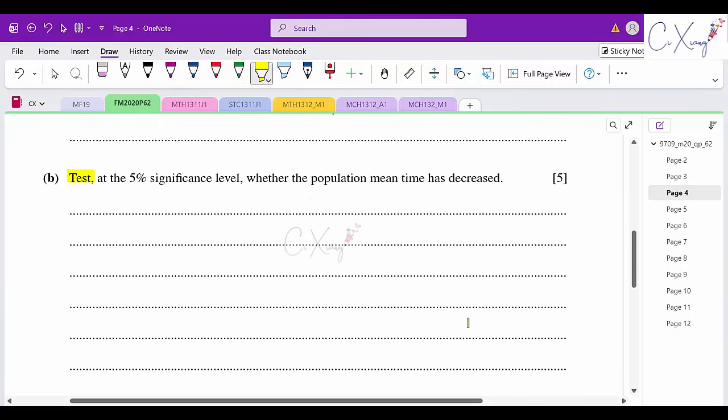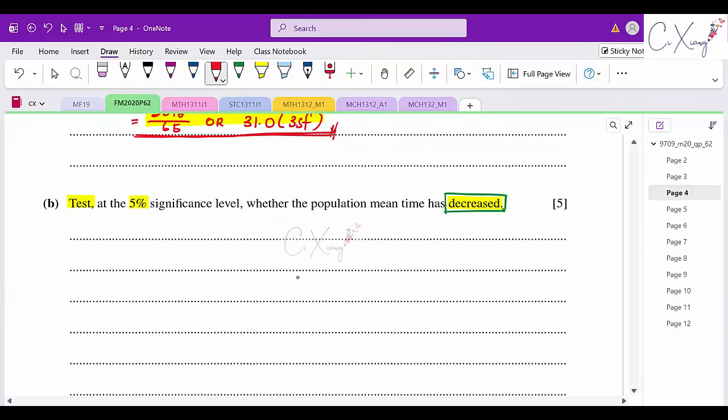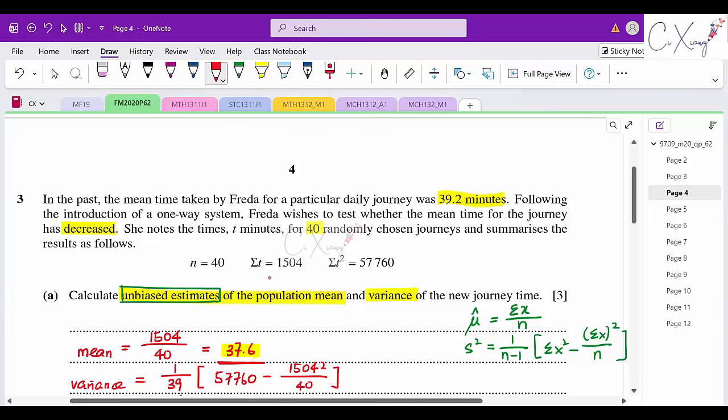So they want you to test at 5% significance level whether the population mean time has decreased. Highlight the keyword decrease. When you want to run a test, this will be a keyword to help us set up the alternative hypothesis. Okay, so let's go back to our part A here and read the question one more time. All right, so they are talking about the time for a particular daily journey. We have a large sample, 40, and when we want to carry out the test, we are trying to test the population mean, because we actually don't know the population mean here. We want to test whether the population mean is different from this one or not.